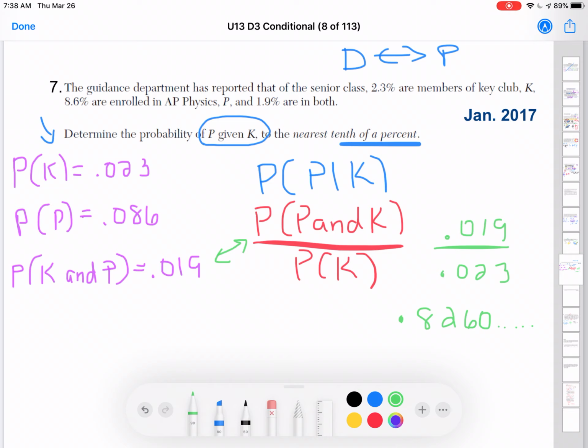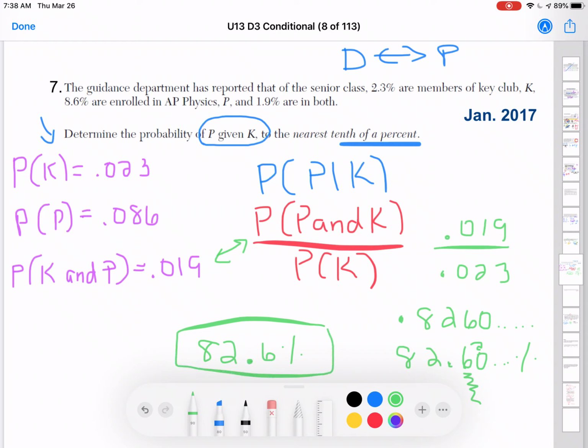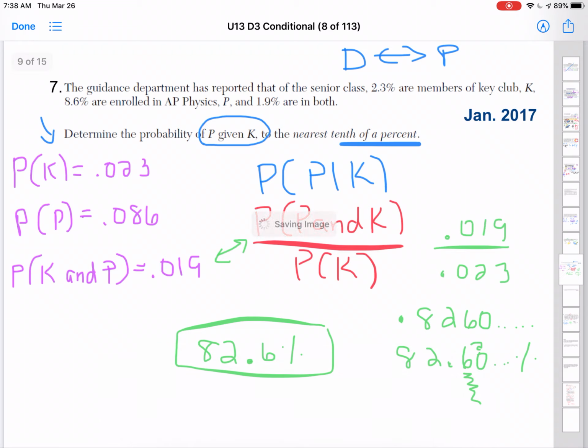And again, use your decimal to percent. So 2 places to the right. And now they want nearest tenth of a percent. So here's my tenths place. If I look 1 place to the right, it's 5 or greater, so 82.6%. Alrighty.